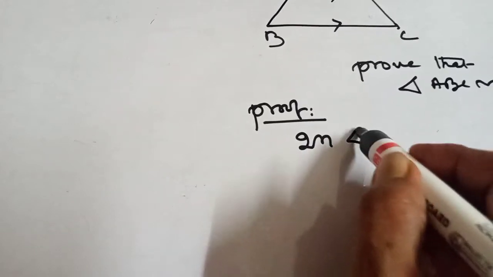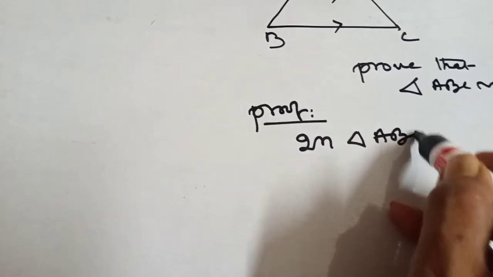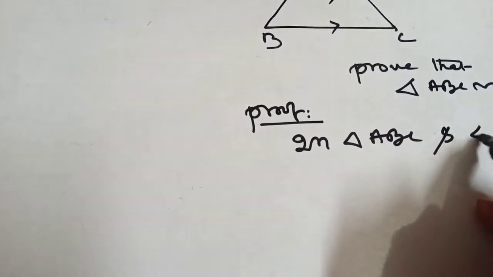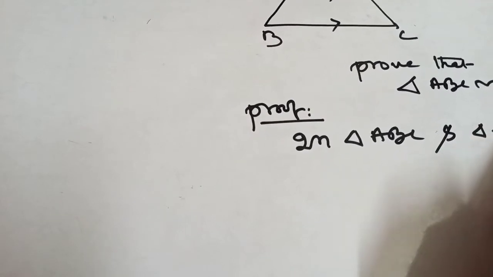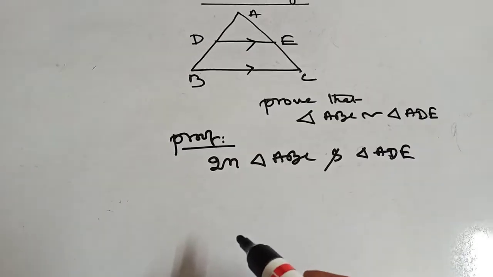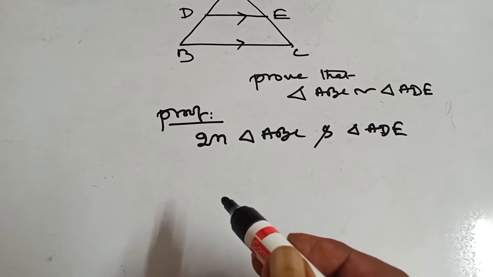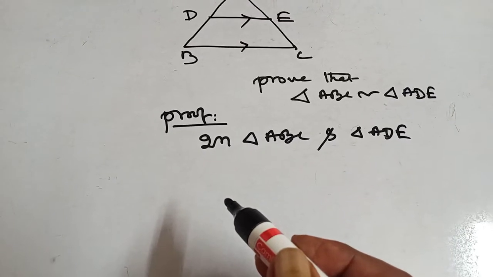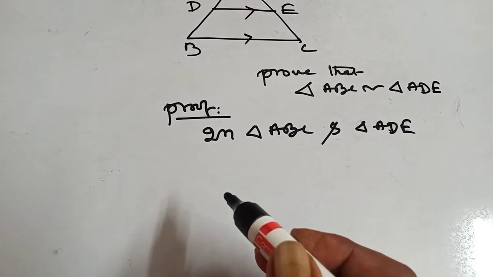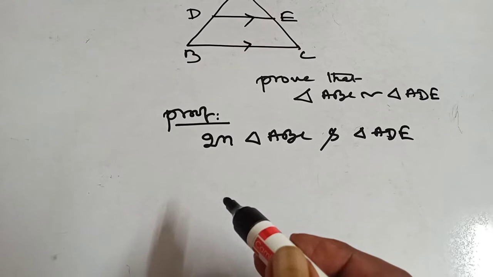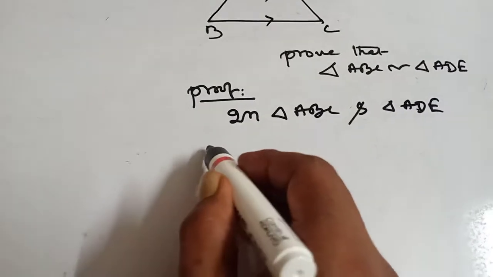Proof: in triangle ABC and triangle ADE, the two triangles will be similar when the three angles of one triangle are equal to the three angles of the other triangle, then the triangles are similar.